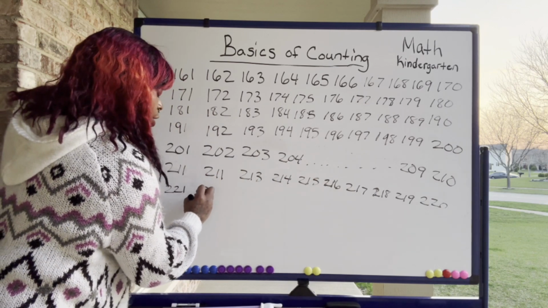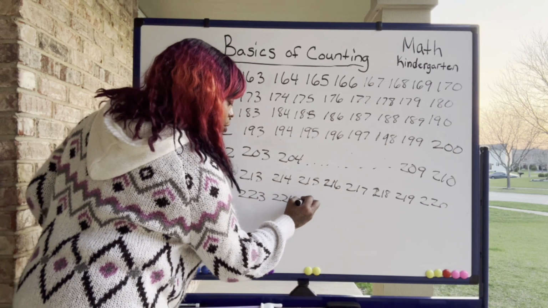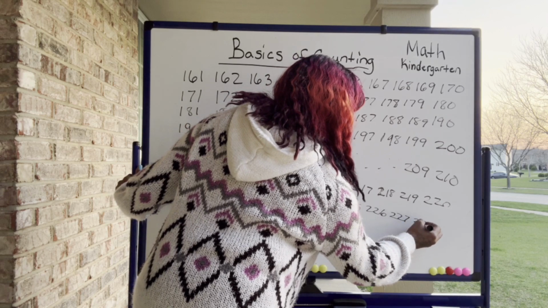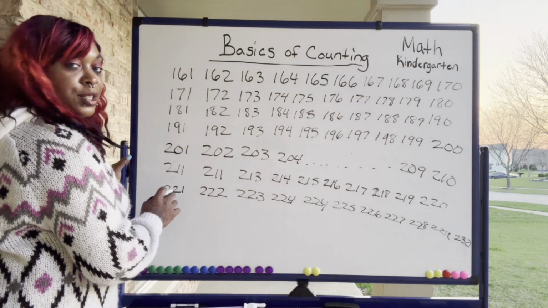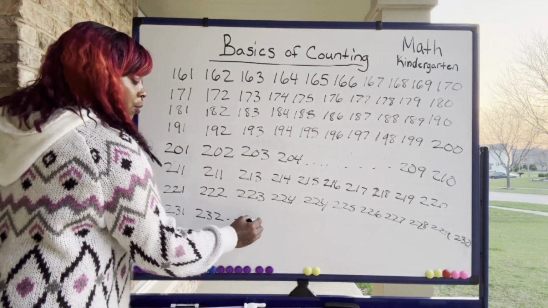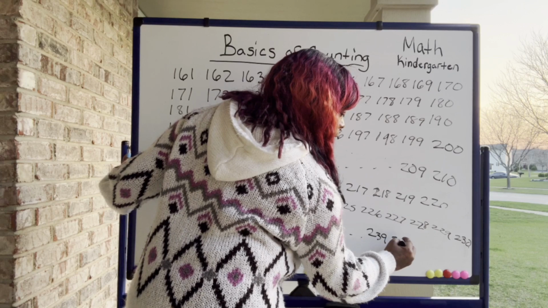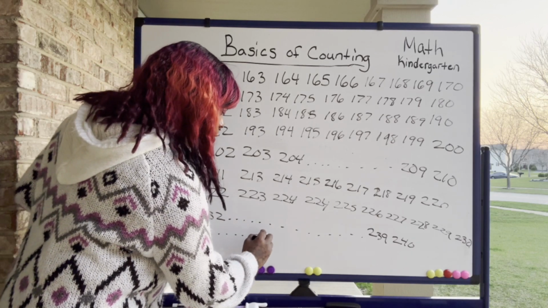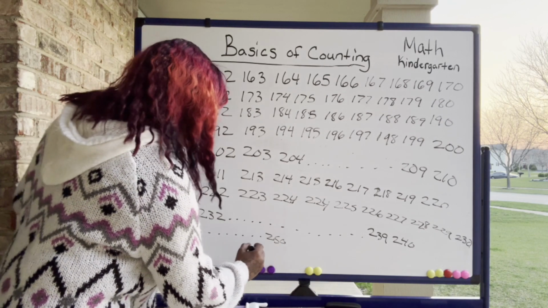221, 222, 223, 224, 225, 226, 227, 228, 229, 230, 231, 232, 233, 234, 235, 236, 237, 238. When you get to 239, it's 240. 241, 242, 243, 244, 245, 246, 247, 248, 249, 250. 251, 252, 253, 254, 255, 256, 257, 258, 259, 260.